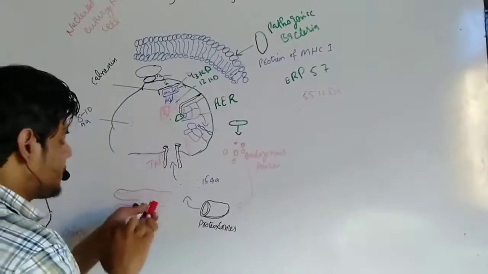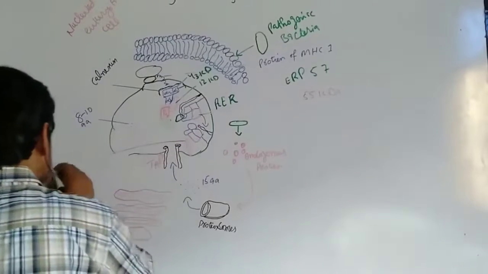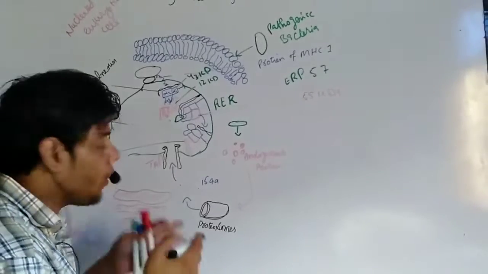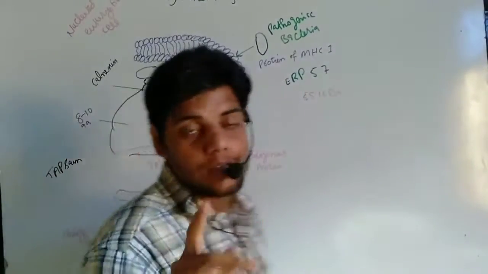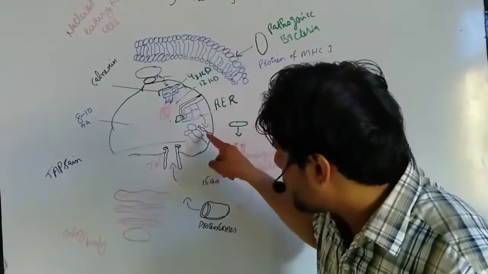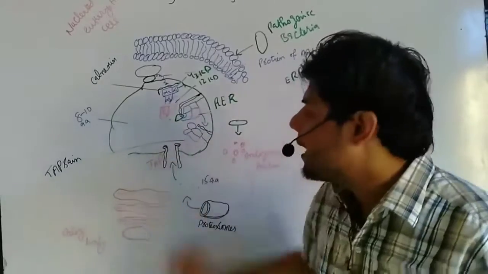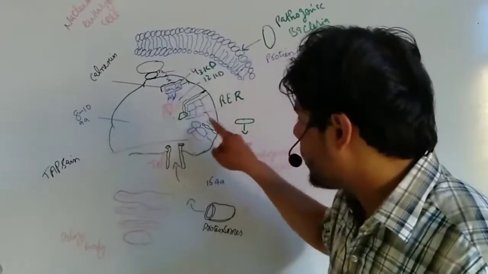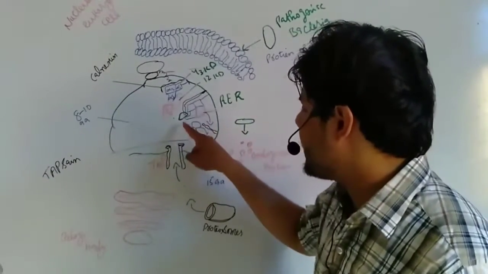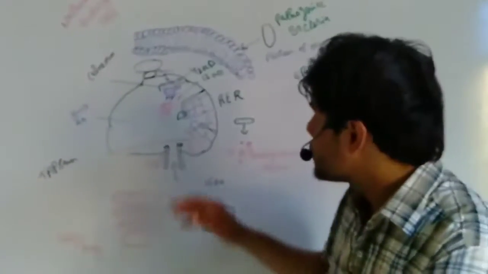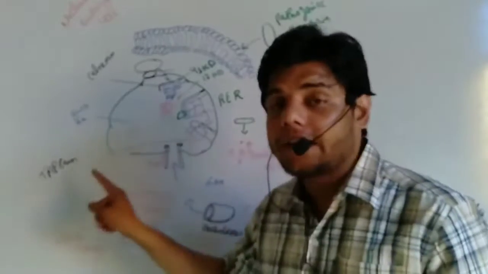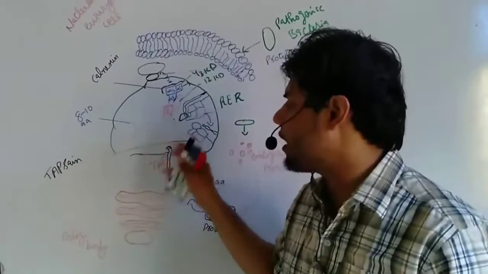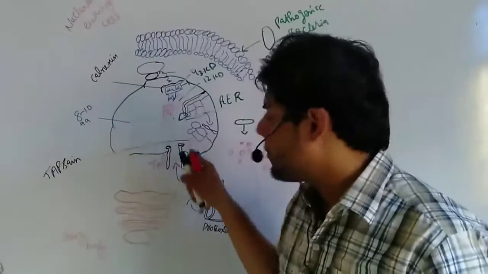Now this is tapasin, let me write tapasin. Okay, when it binds with these tapasin proteins, they can break down this chaperone, and they can remove this chaperone as well as this ERP57 protein, to allow the antigen to bind to that specific MHC1 molecule. So the antigen, or we can say the amino acids, then easily bind to this MHC1 molecule.